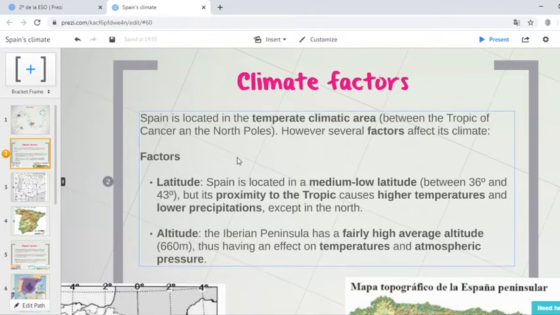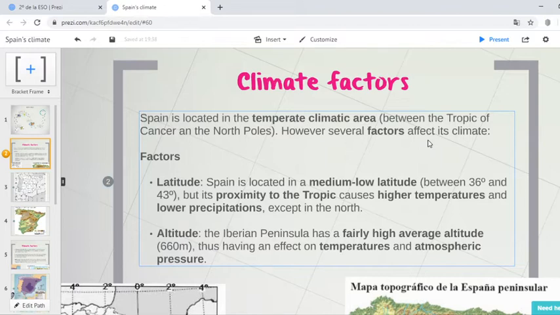As you can imagine, Spain is located in a low-medium latitude between, as it is shown here, 36 degrees and 43 degrees north. 36 degrees will be the southern part of Andalusia, and here at 43 degrees will be the northern areas, obviously excluding the Canary Islands. The Canary Islands are located in a lower latitude, far south of the Iberian Peninsula.